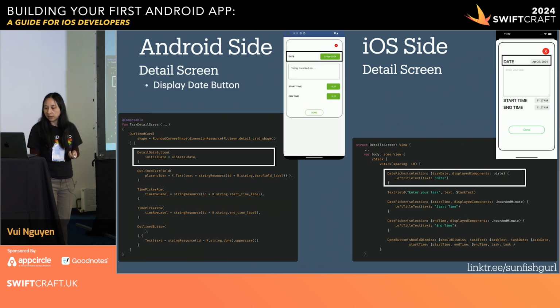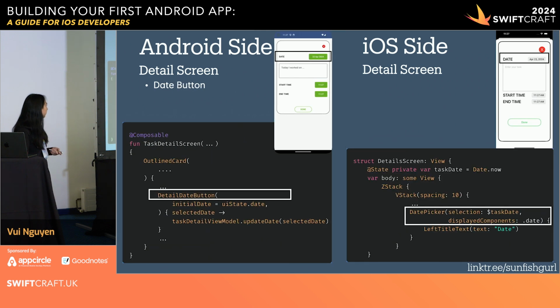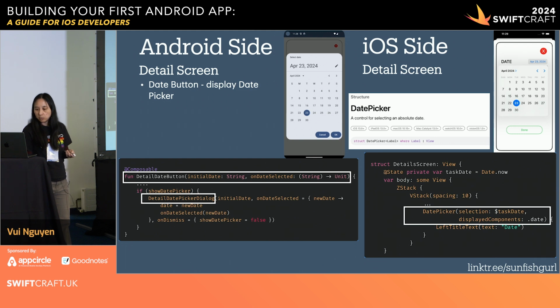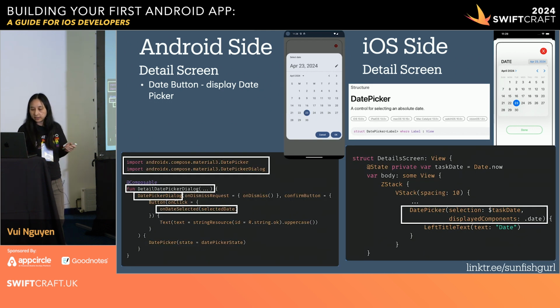So let's start from the top by displaying the date button. And here's the code for the date button on iOS and Android, a little bit more zoomed in. So once you tap on the date button, that brings up the date picker. And for Android, we have to build a custom detailed date picker dialog, whereas for iOS, we have a native SwiftUI component, DatePicker, and we can set the displayed components parameter to .date. And here on Android, DatePicker and DatePickerDialog are Compose components. And DatePicker, as I mentioned before, is a native SwiftUI component.